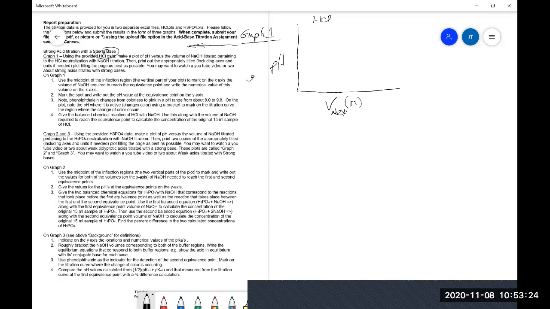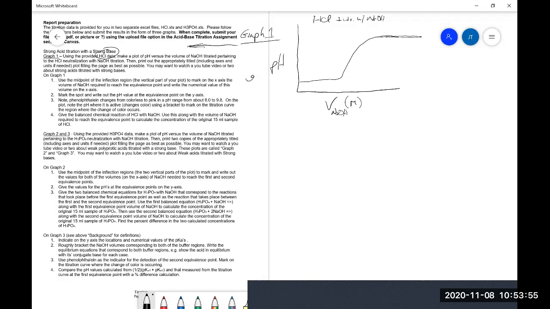HCl titrated with NaOH or whatever. And so that plot, once you get it up there, it's going to look something like this, where it goes through this inflection region and then goes something like that. Actually, it's going to look something like that. So you're going to print that out.